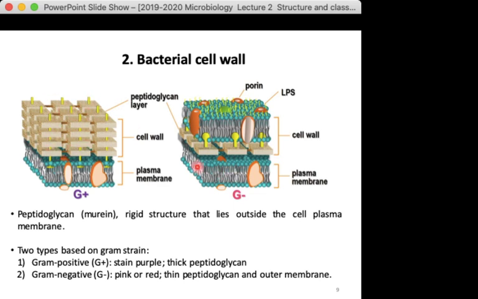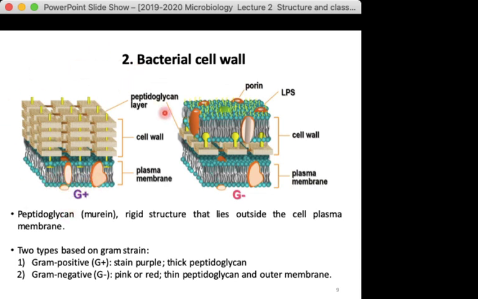However, in Gram negative there are two layers. The peptidoglycan is in between the cell wall here. This is the cell wall, and just on top of it is the plasma membrane, so there is a sandwich-like structure. They have an outer membrane, and when given a dye, it is stained pink or red. And the Gram positive, when stained, is a purple color.